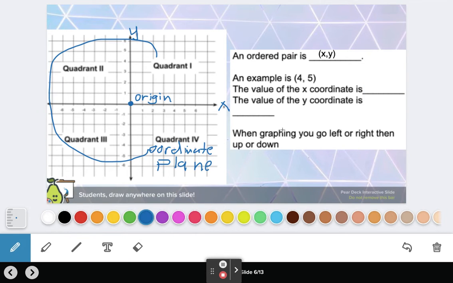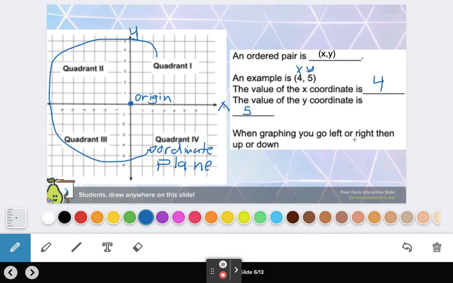So let's label that just like how I showed you guys before, x and y. It says the value of the x coordinate, right? Because we labeled it, we should know already. So this one is 4. And the value of the y coordinate, this one, it has to be 5. Okay, they never switch. X and Y never switch, it stays the same.